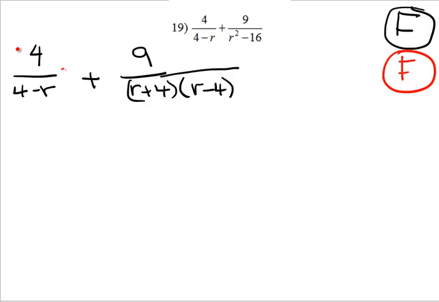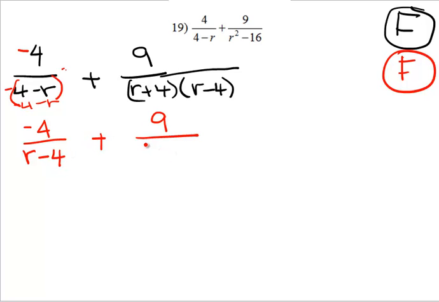So I'm going to say negative 4, negative 4 minus r. And that will transform into negative 4 over, once I fix that, that's negative 4 plus r, so I can write it as r minus 4. Plus 9 over r plus 4 times r minus 4.